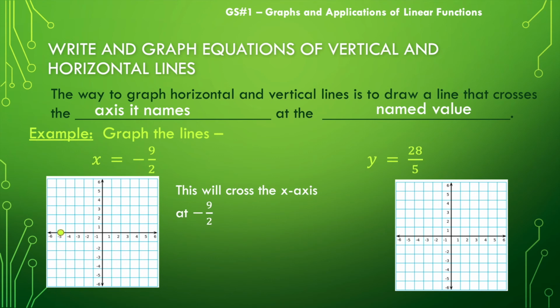So we're going to plot that point on the x-axis at -9/2, and we're going to draw a vertical line right through there. Okay, that was pretty easy.